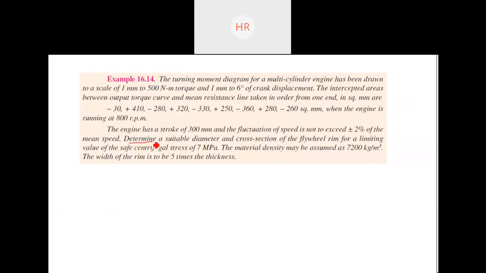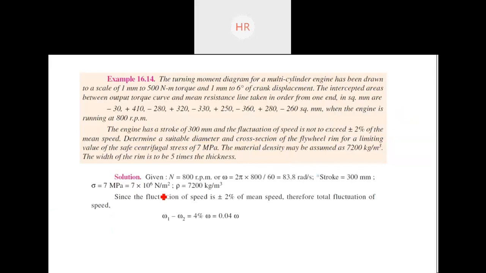And determine a suitable diameter and cross section of flywheel. You are required to find diameter and cross section of flywheel rim for a limiting value of safe centrifugal shear stress. Okay, you are given sigma 7 megapascal. The material density may be assumed. Okay, so material density is given to us. The width of the rim is to be 5 times thickness. So you are given b is equal to 5 times thickness. So this much data are given to you.